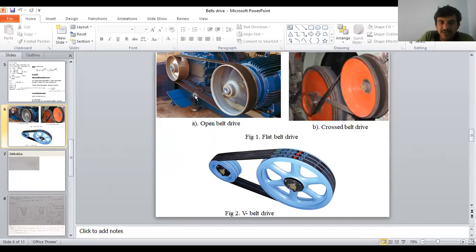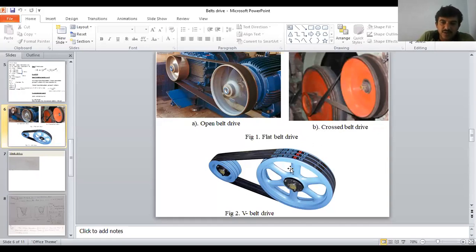These are the flat belt drives. You can see the open belt drive system and the cross belt drive system. The driver pulley is connected to the motor, right? The driven pulley is connected to some other machinery components. If the driven pulley rotates in the same direction as the driving pulley, then the open belt drive is used here. If the driven pulley rotates opposite to the direction of rotation of the driver pulley, then we use the cross belt drive.